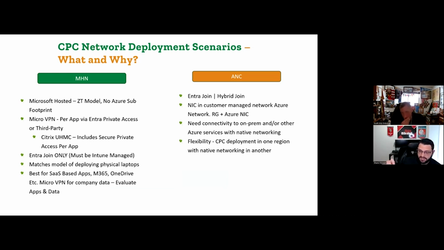And all you're managing in your subscription, there's no desktops, right? You're just managing a NIC. That's it. It's just a NIC, right? But you have to manage the networking, right? You need your NVA, you need your user defined route to route that traffic. That's where that kind of comes in.